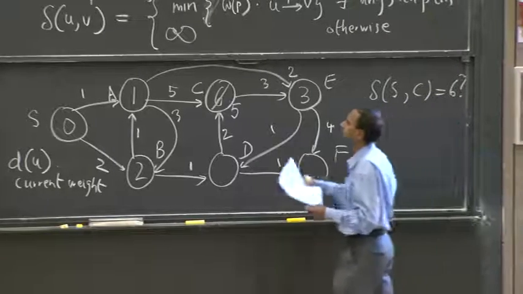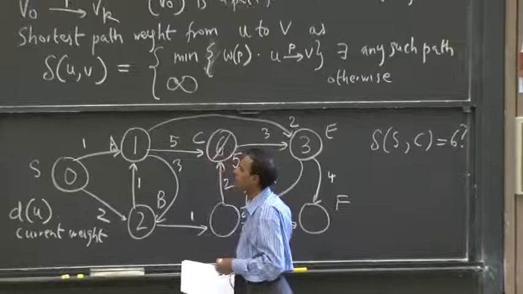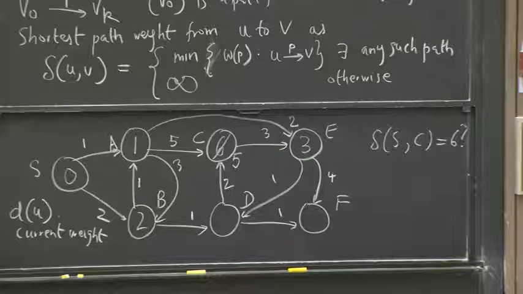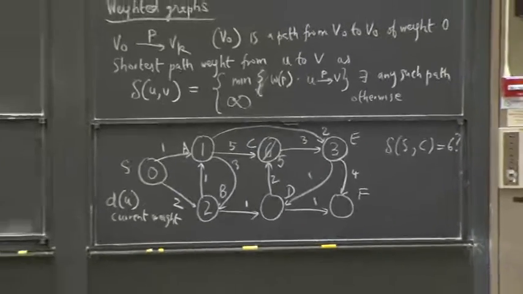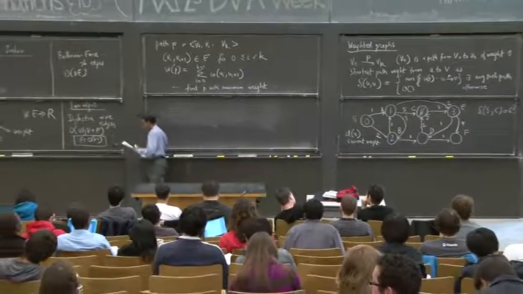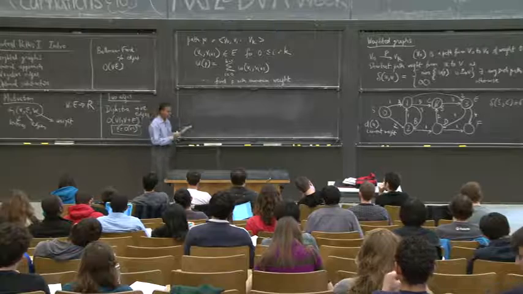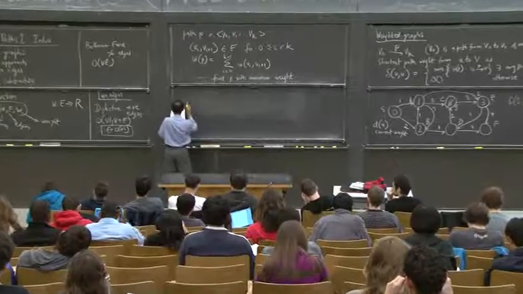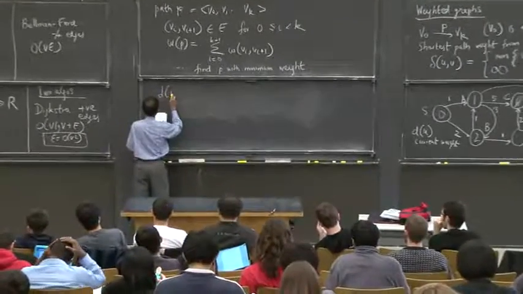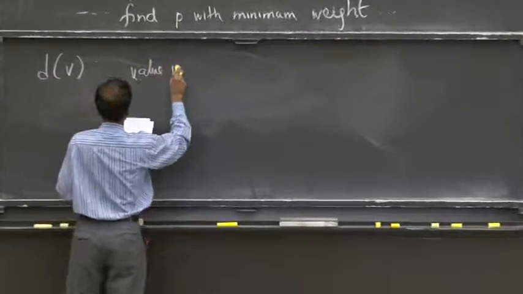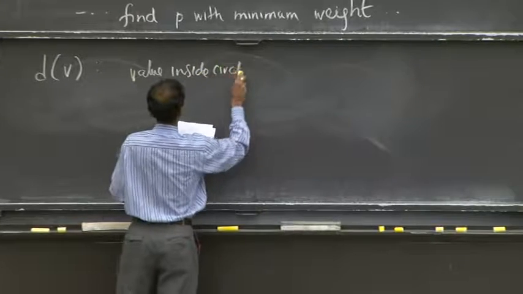So what we did here was we had delta of U, V that corresponded to the weight of the shortest path. But if you want the path itself, we need a way of finding the sequence of vertices that corresponds to the minimum weight path. And in particular, we're going to have to define what we call the predecessor relationship. And so what I have is d of v, the value inside the circle, which is the current weight.